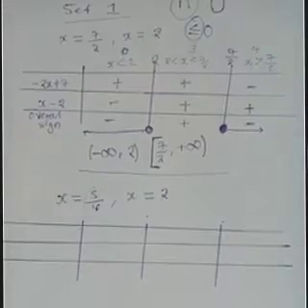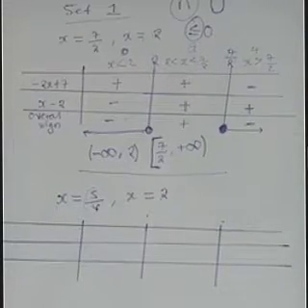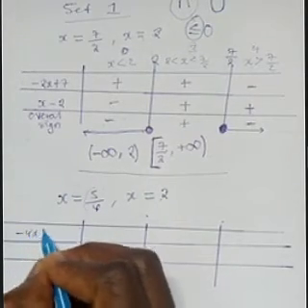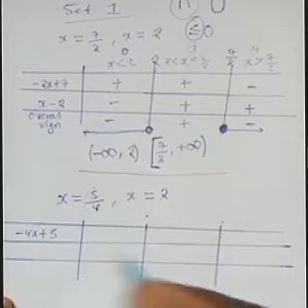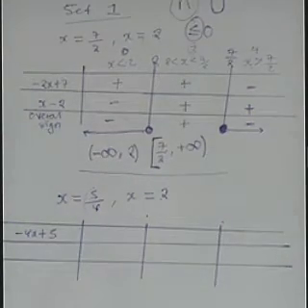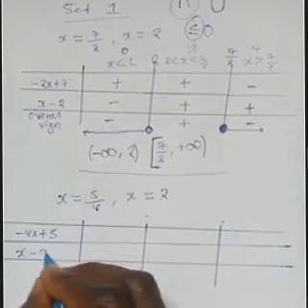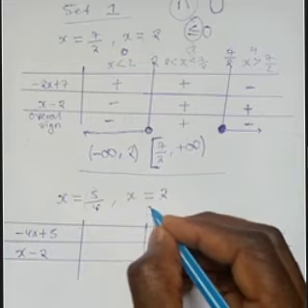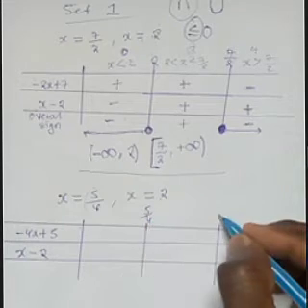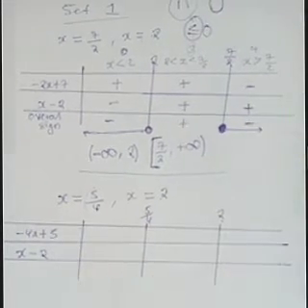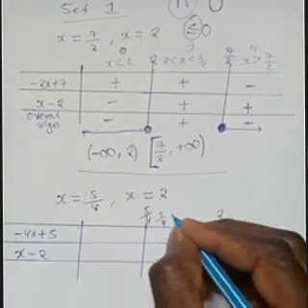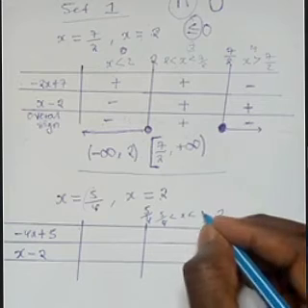Okay, we proceed. Now, what expression did we get on the part of the numerator? We got something like negative 4x plus 5. What about the denominator? We got x minus 2. So here I won't even be explaining that much because you already know what we have to do now. In the middle, we're going to write 5 over 4 less than x less than 2.